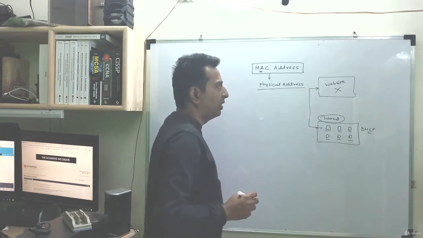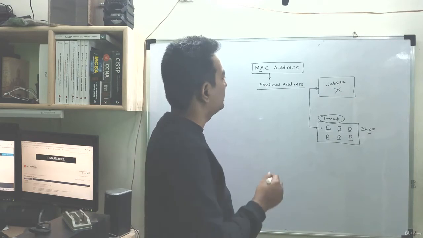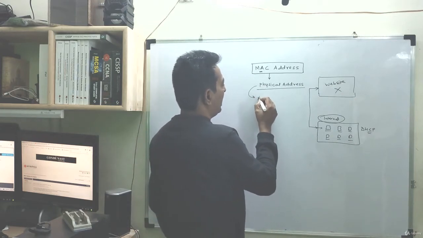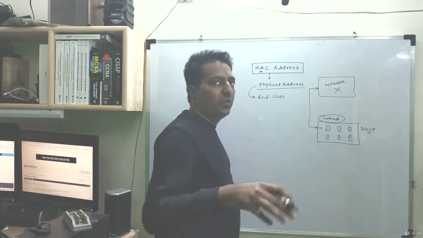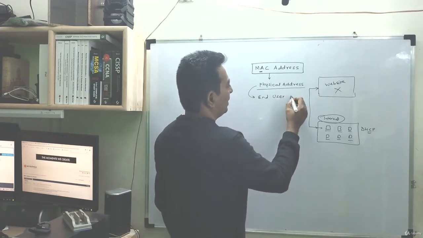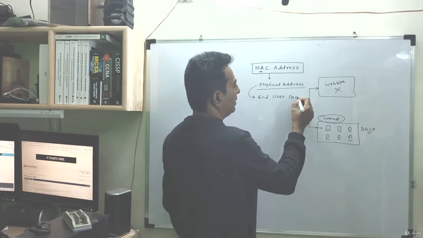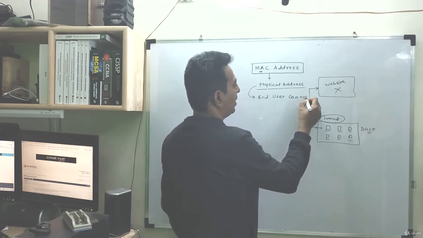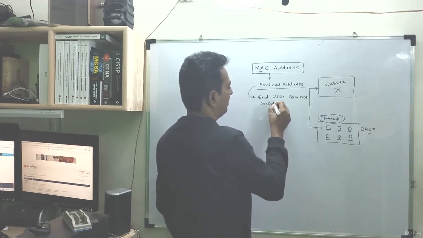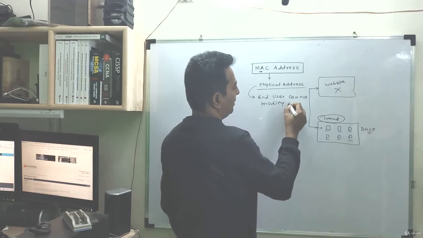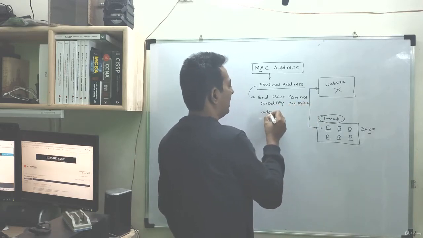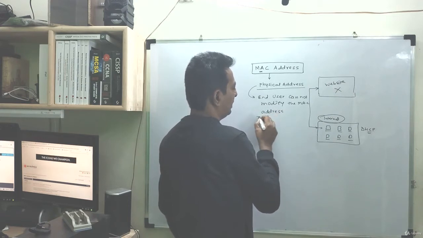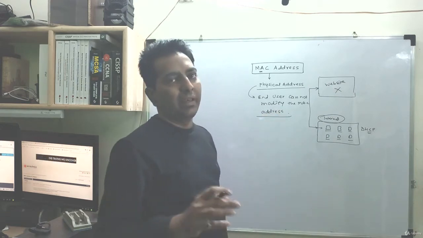So why do we call it a physical address? Because the end user, or the user of the system, cannot modify the MAC address. So a MAC address cannot be modified by an individual.